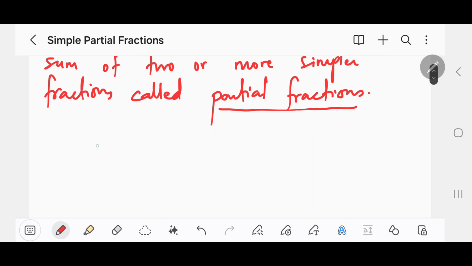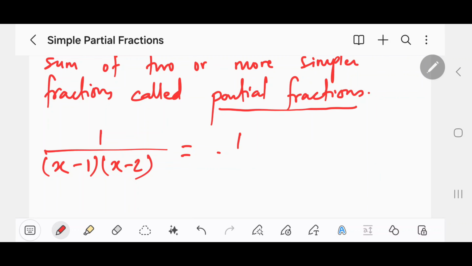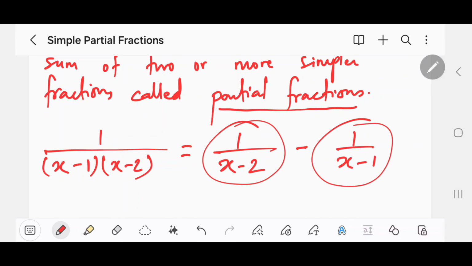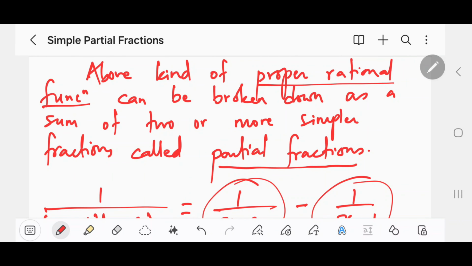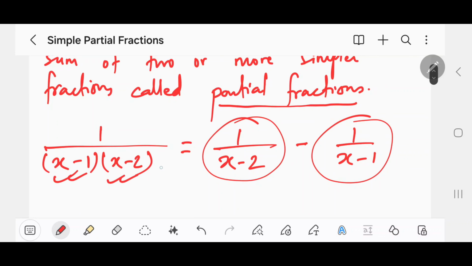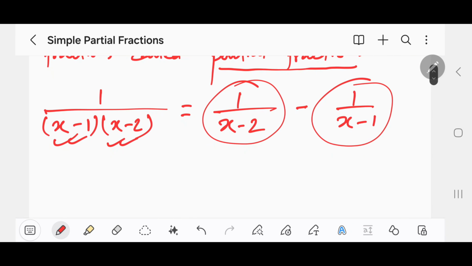Suppose we have a proper rational function 1 by (x minus 1)(x minus 2). This can be broken down to 1 by (x minus 2) minus 1 by (x minus 1). These are the partial fractions here. What the above statement told us is that these factors in the denominator of the proper rational function come in one of the partial fractions, right? They will repeat here in the partial fractions.